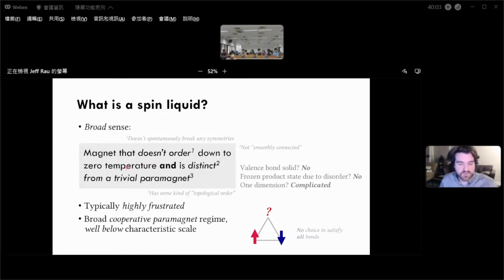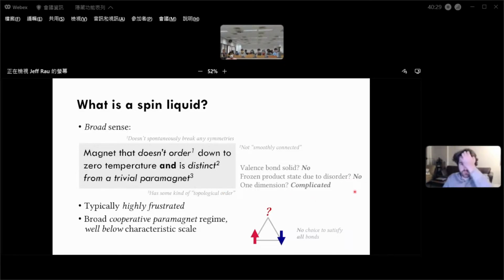By being distinct from a trivial paramagnet, I just mean it has some kind of topological order, some sort of long-range entanglement in its wave function. By this definition, something like a valence bond solid is not a spin liquid. It doesn't order down to zero temperature, but it doesn't satisfy all these criteria. It is connectable to a trivial paramagnet, and typically it will actually break some of the spatial symmetries. If you have a frozen product state due to disorder, that's also not a spin liquid.